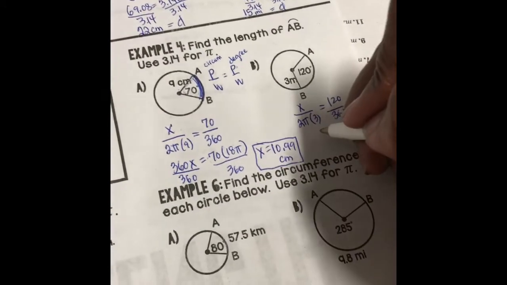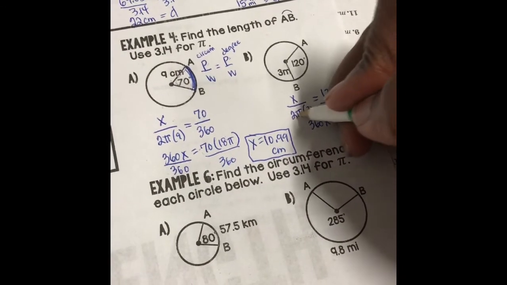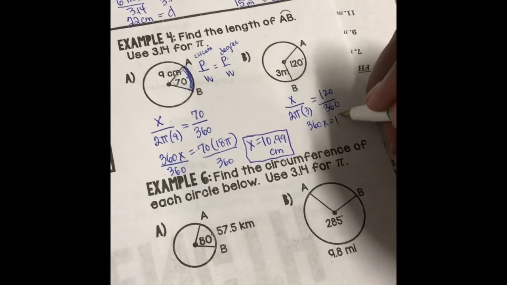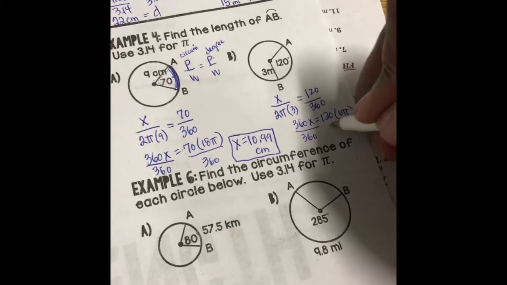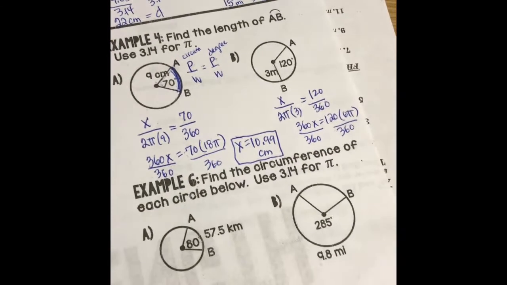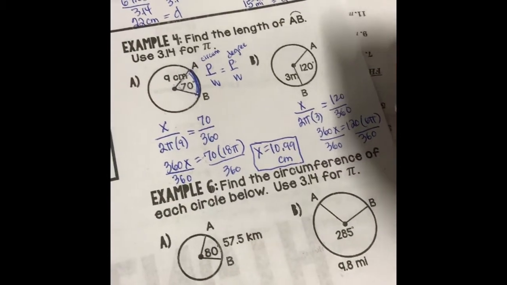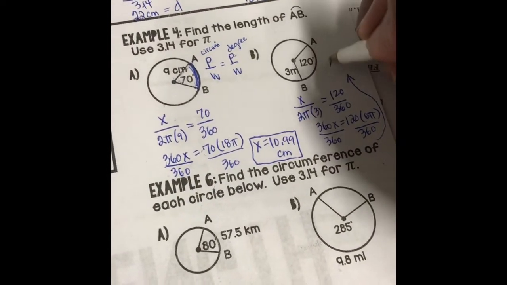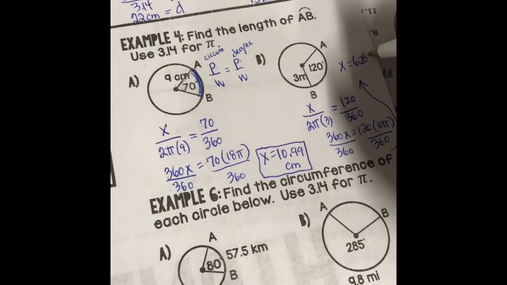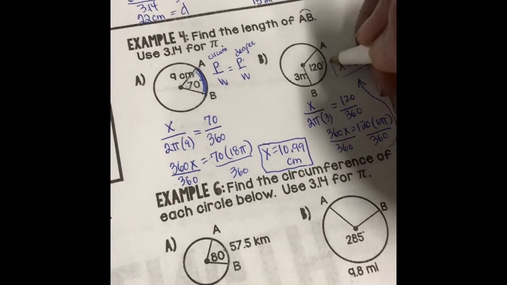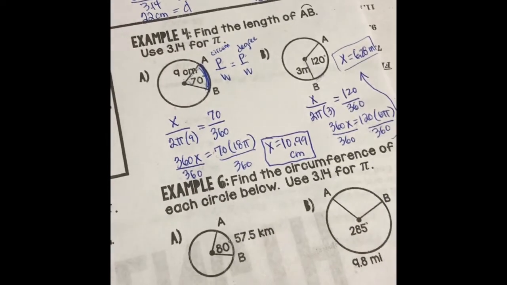Okay? We're going to cross multiply. I get 360x is equal to 2 times 3 is 6, so that's 6 pi times 120. Okay? I'm going to solve by dividing both sides by 360. And then I'm going to take that answer and I'm just going to put it up here because I'm running out of room. So that's x is equal to 6.28 meters. That's how far this distance is from A to B when that angle is 120 degrees.